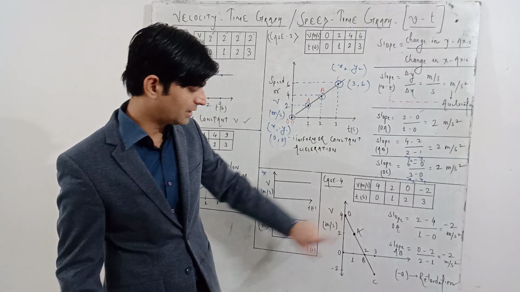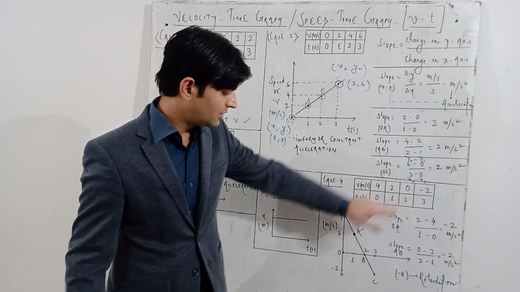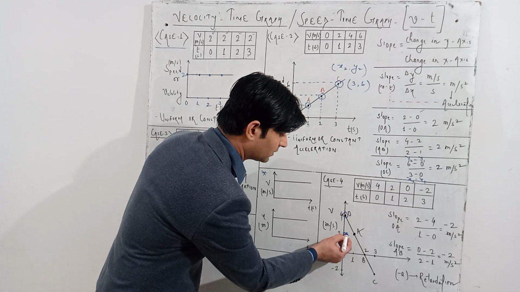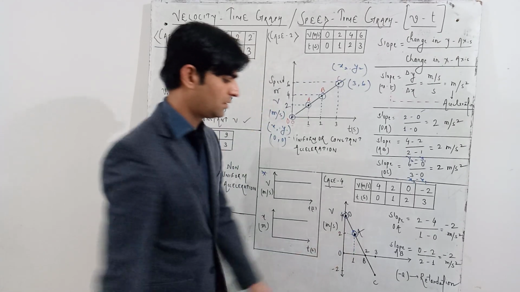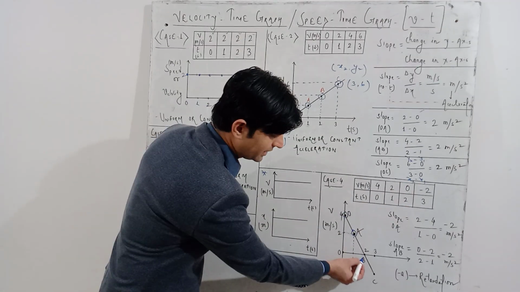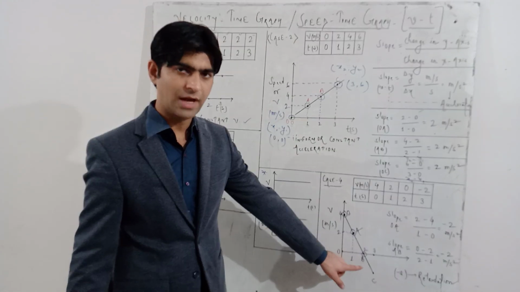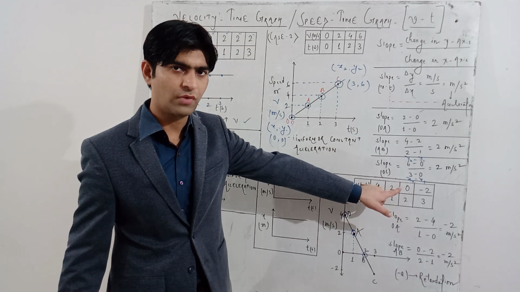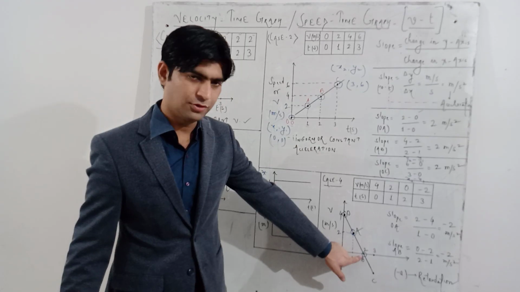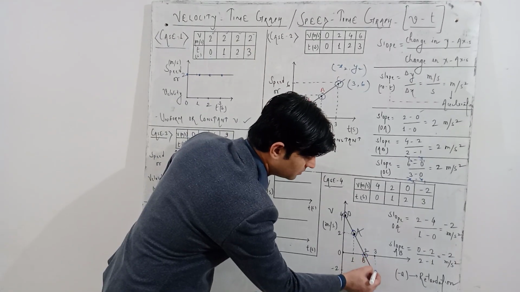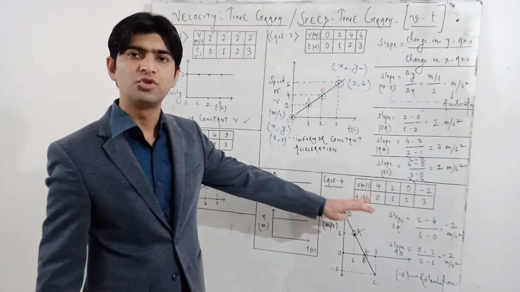At 0 it is 4 meter per second. This is the first point. At 1 it is 2 meter per second. This is the second point. At 2 it is 0. So at 2 second the graph is crossing this 0. So the value of v, which we have taken on the y-axis, at 2 second is 0, and at 3 second it is minus 2.